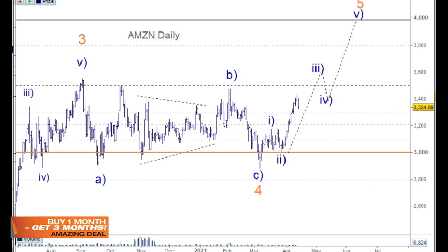So if this count is correct for Amazon, with a wave 3 here, an A and a B and a C here for wave 4, and then we can look at this as wave 1 and 2 here, and then we'll look at this as wave 3 up here, and we're looking for 5 waves in this section here. So this would also be a wave 4 pullback in here.